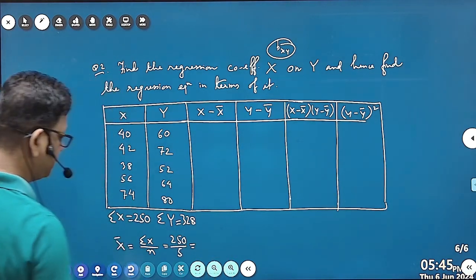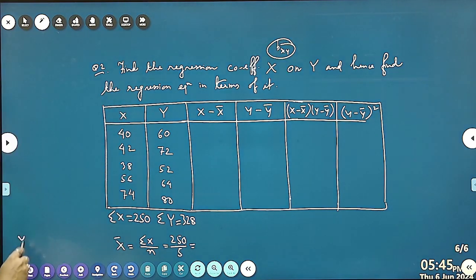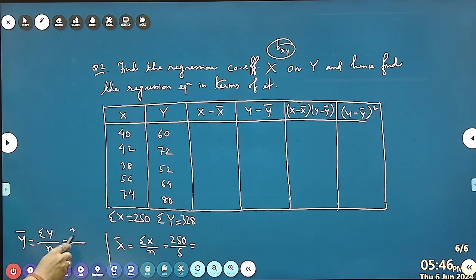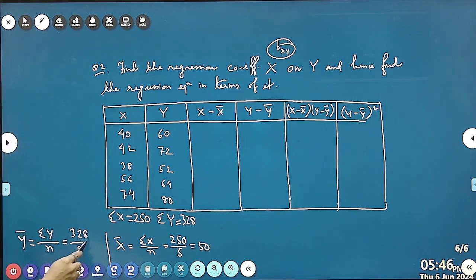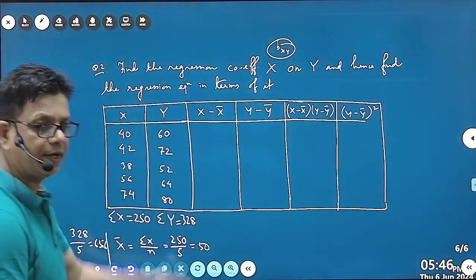I don't have space there, so I am writing y bar this side. Y bar means summation of y by n. Summation of y is 328. N is 5. So this is easy. 5 fives are 25, and this gives 65.6. Okay. Now find x minus x bar.